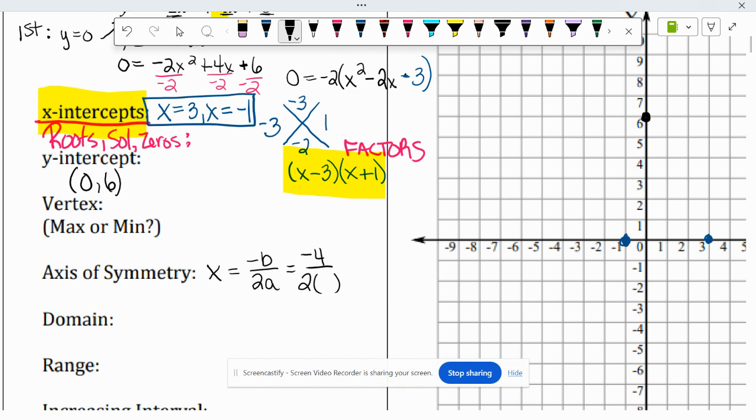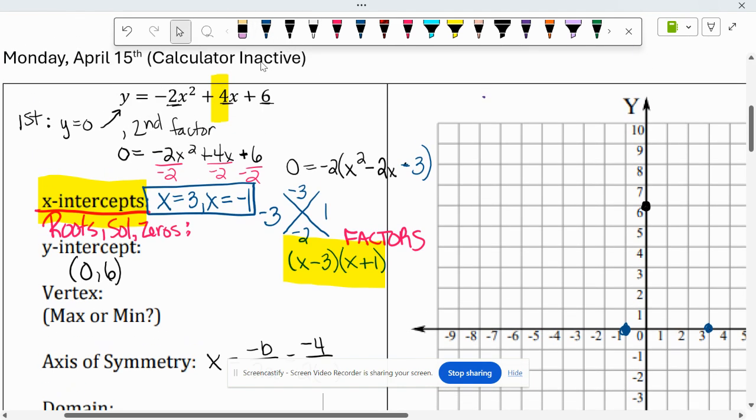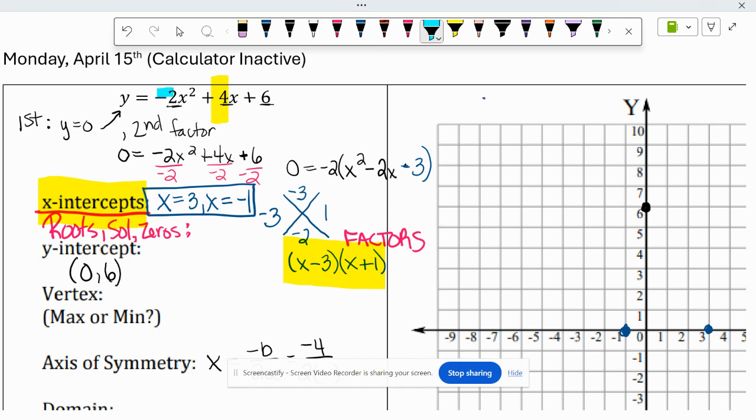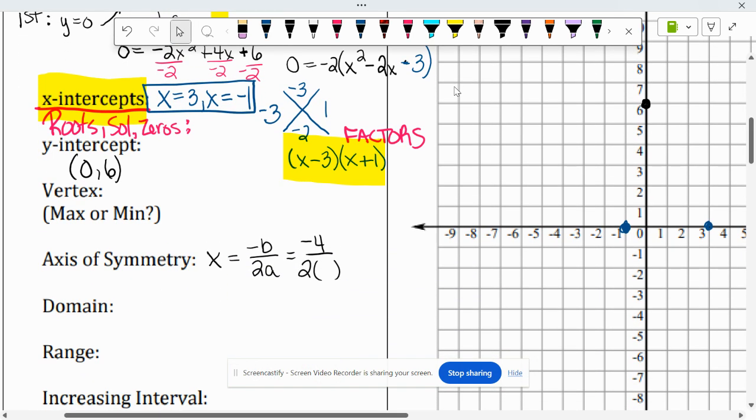Well, let's go look and see what A is. A is my leading coefficient. A is negative 2. So let's put that down in here and see what we get. I end up with negative 4 over 2 times negative 2. What is negative 4 divided by negative 4? It's 1. X equals 1. That is my axis of symmetry.